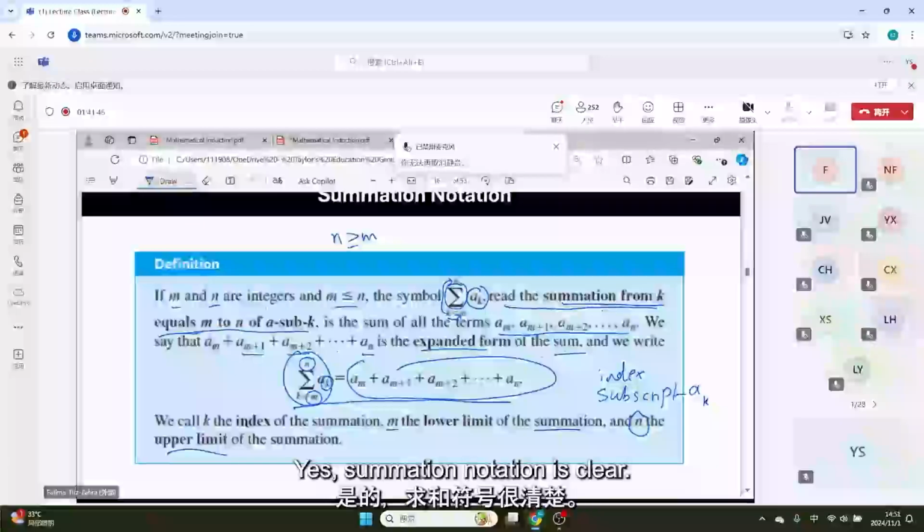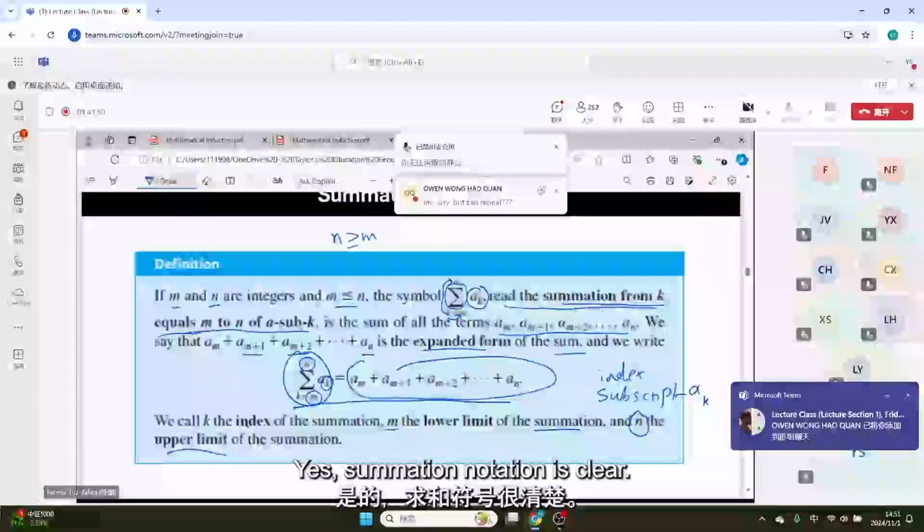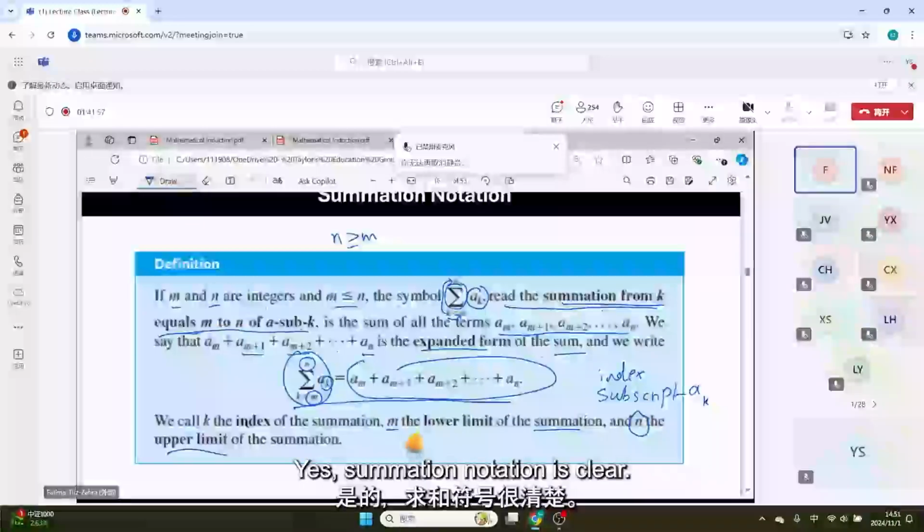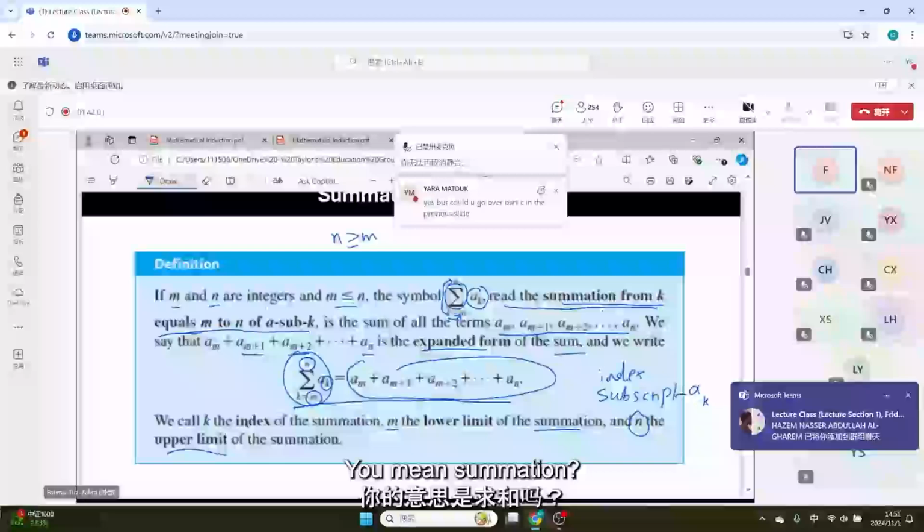Yes, summation notation is clear. You mean summation?